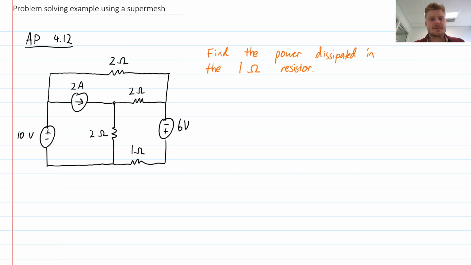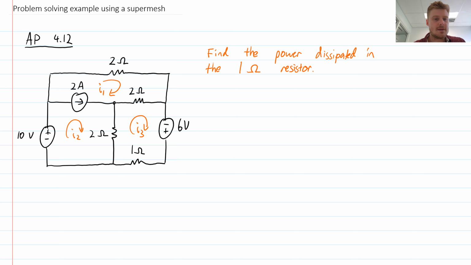So this question asks us for the power that's dissipated in the 1 ohm resistor, which is that one right there, and I'm going to solve it using mesh analysis. So to do that, I need to label my meshes. So let's call this I1, I2, and I3 as the meshes here.